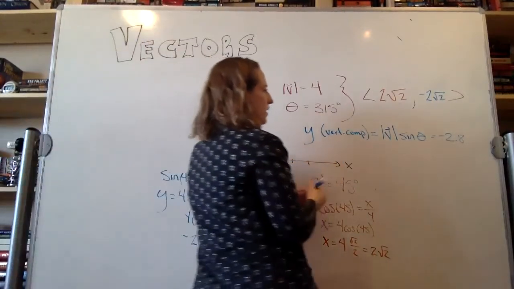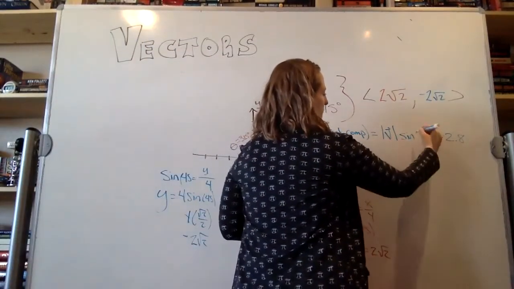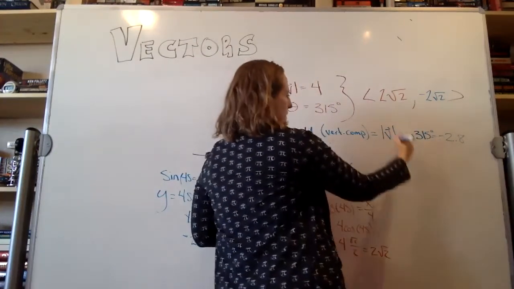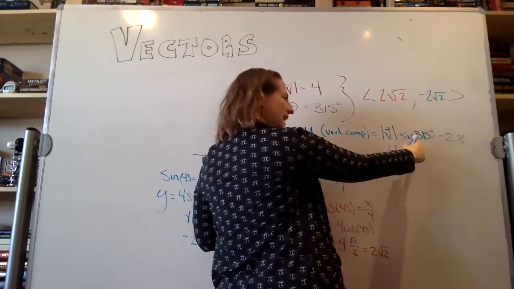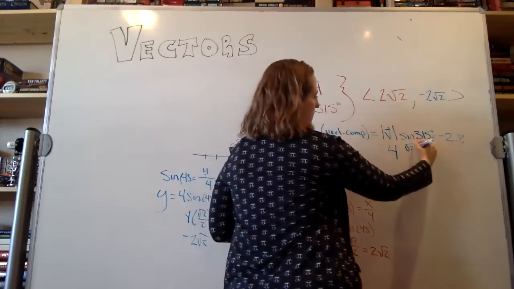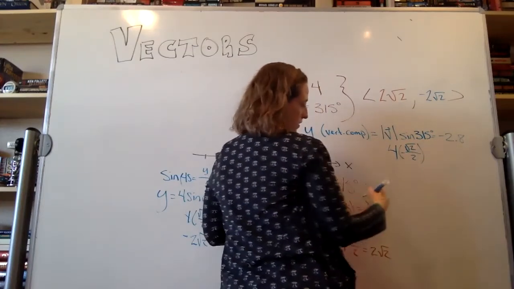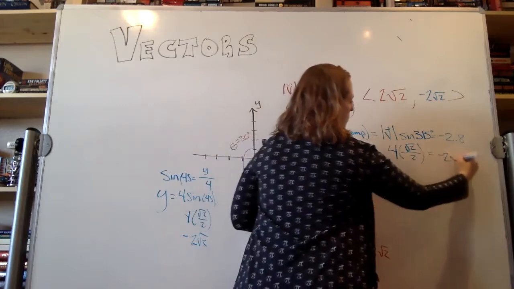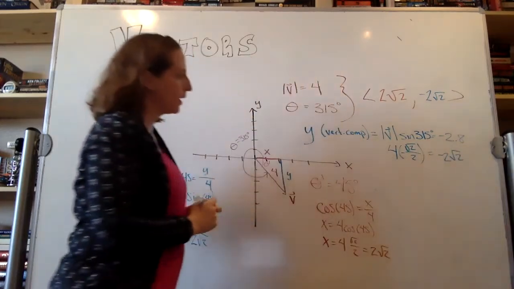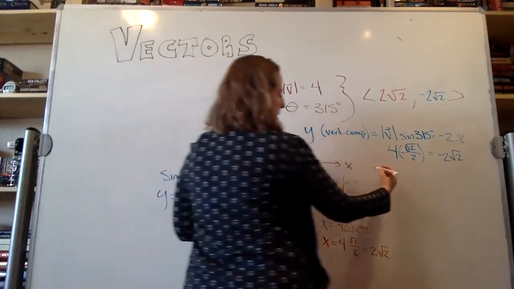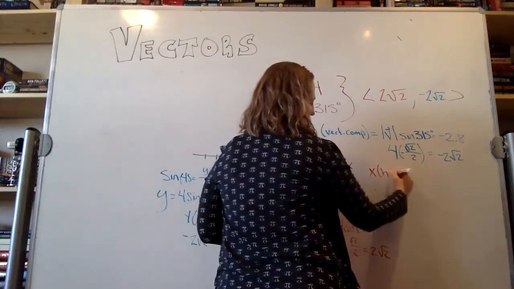From our unit circle, if I think about our sine, we said that 315, my unit circle will tell me. What's sine of 315? My unit circle tells me it's negative square root of 2 over 2, which gives me that negative 2 root 2.